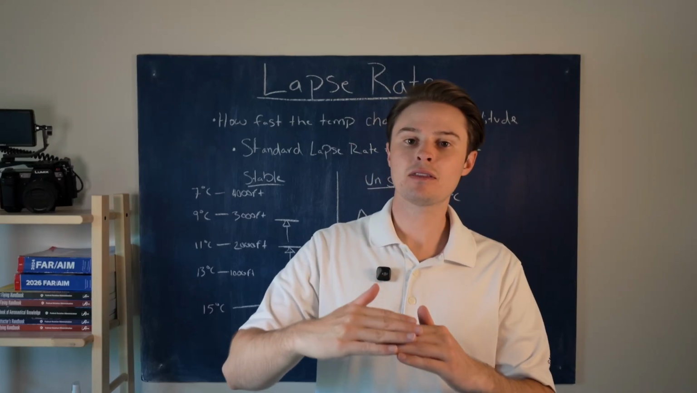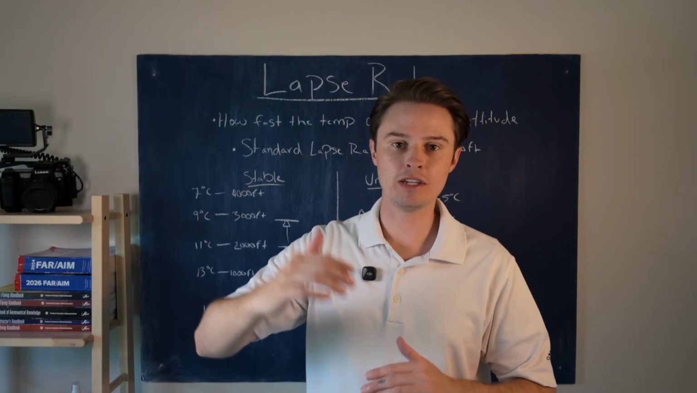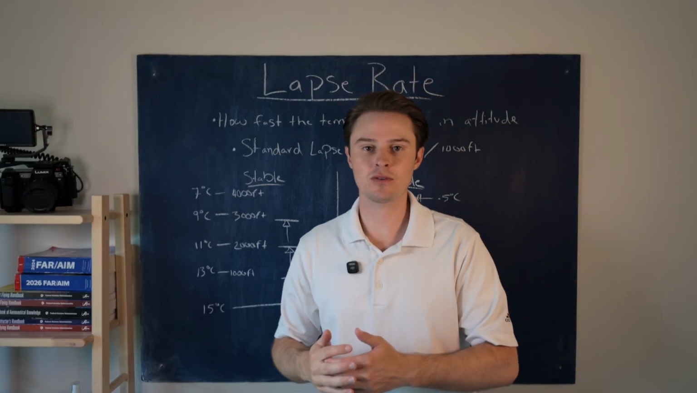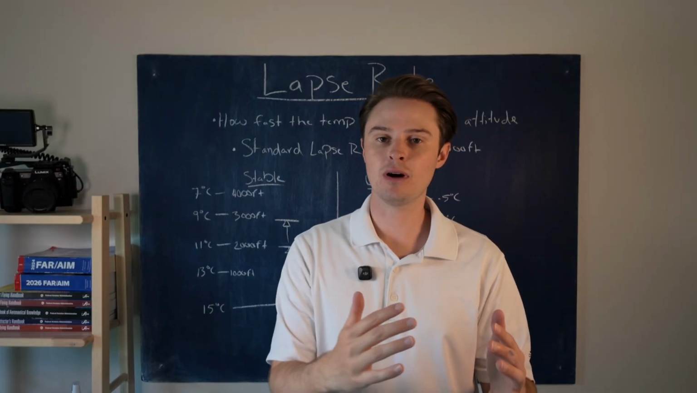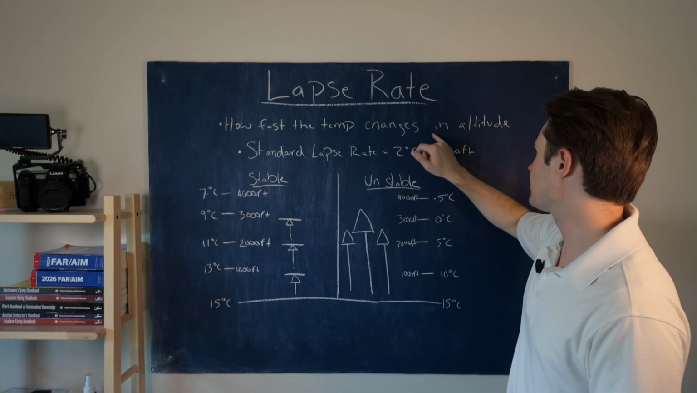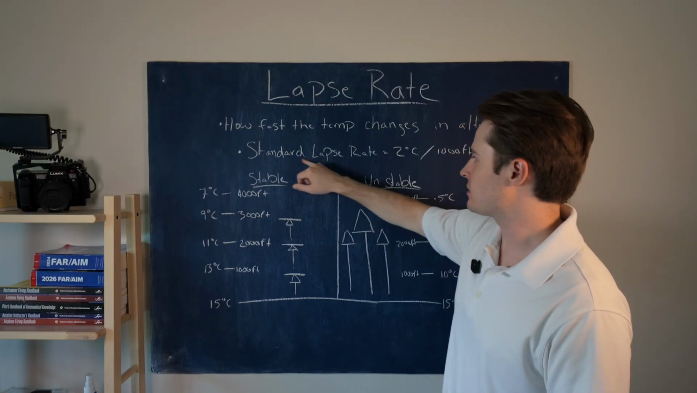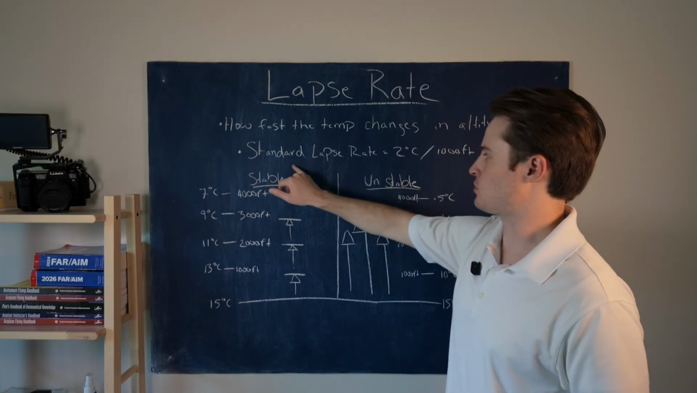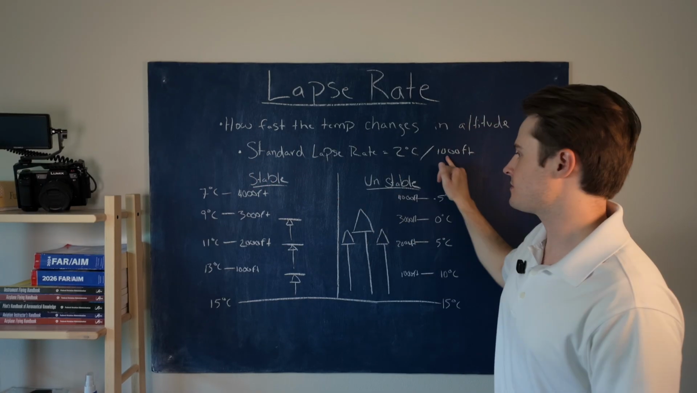The lapse rate is the amount that the air cools as you go up in elevation. It might get asked on a private pilot check ride, but it's just a great concept to help you understand weather. So the lapse rate is how fast the temperature changes as you go up in altitude. A standard lapse rate or a stable lapse rate is 2 degrees Celsius per 1,000 feet that you go up.